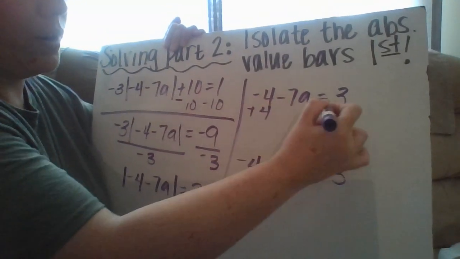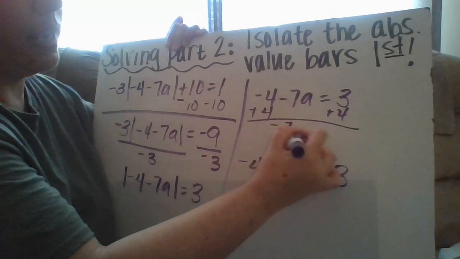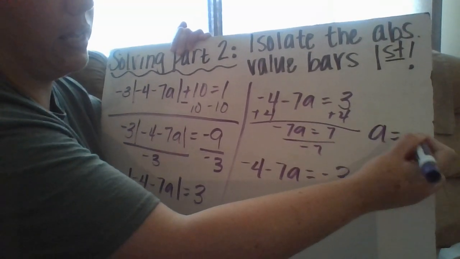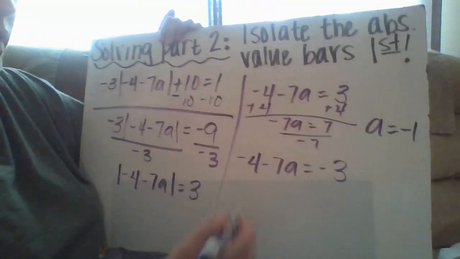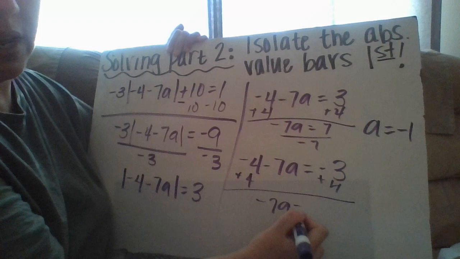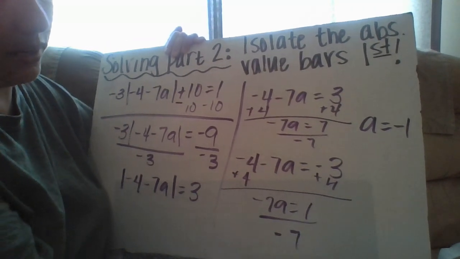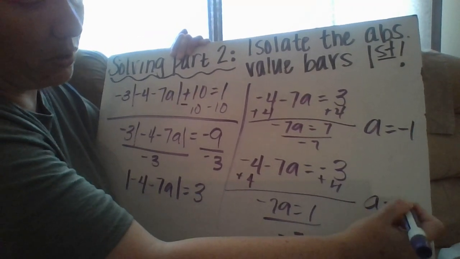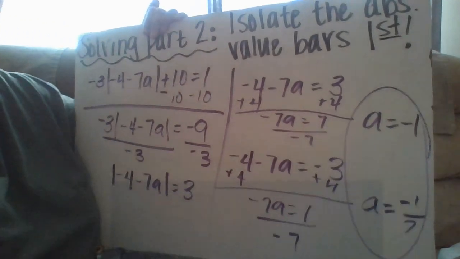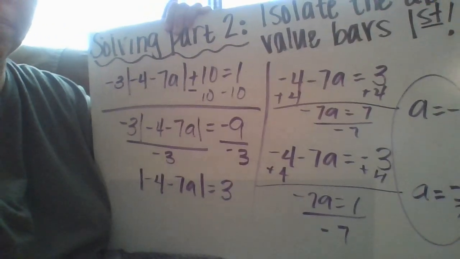So I'll add 4. Negative 7a equals 7. Divide by negative 7. That tells me a equals negative 1. And on this side, add 4. Negative 7a equals 1. Divide by negative 7. I'm going to say a also equals negative 1/7. So our two answers are there. Give you one to try, and then we'll be all done.